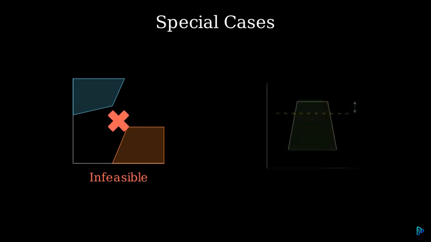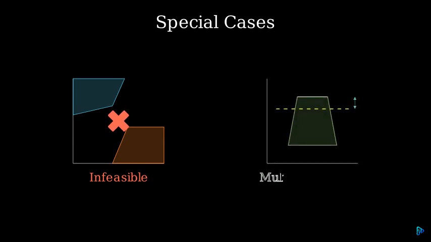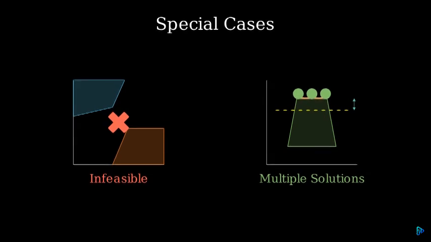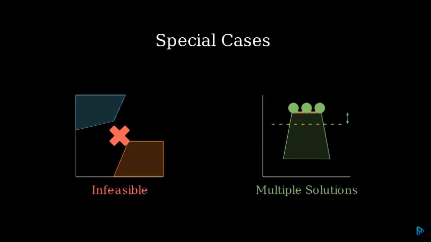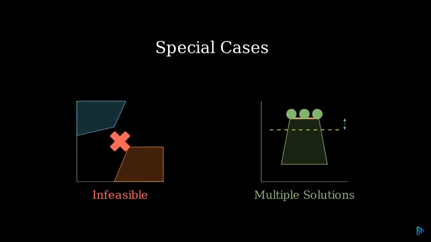Or what if the objective function is perfectly parallel to one of the constraint lines? In that case, every point on that entire edge is an optimal solution. You have infinite choices. Knowing these edge cases prevents you from getting stuck when the math looks weird.